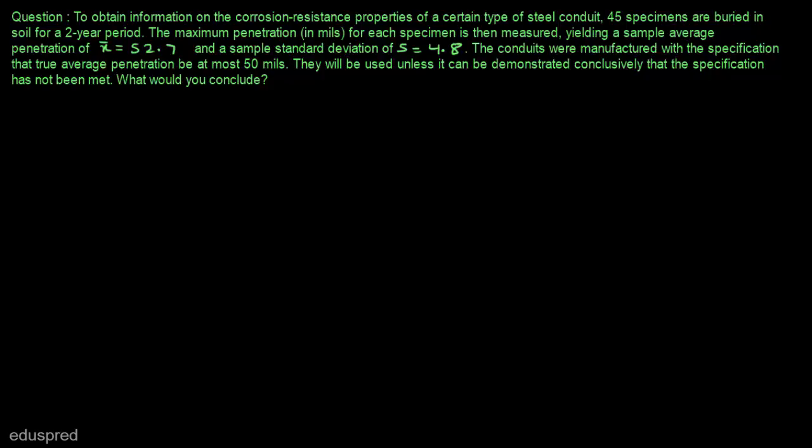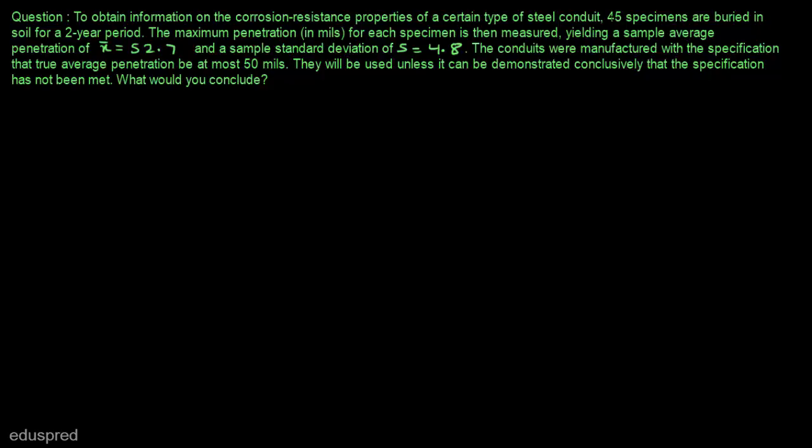The maximum penetration for each specimen is then measured, yielding a sample average penetration of 52.7 and a sample standard deviation of 4.8. And then the conduits were manufactured with the specification that true average penetration be at most 50. They will be used unless it can be demonstrated conclusively that the specification has not been met. What would you conclude? So now, first of all, let's write the information that is given in the question.